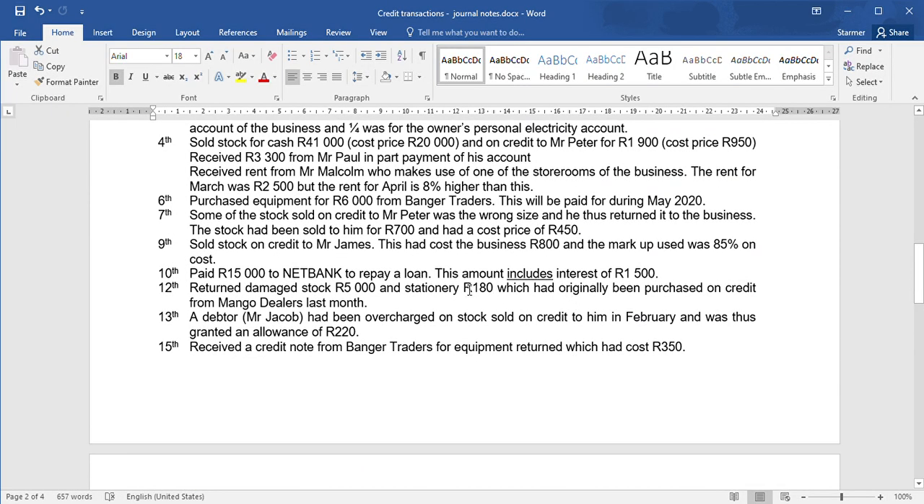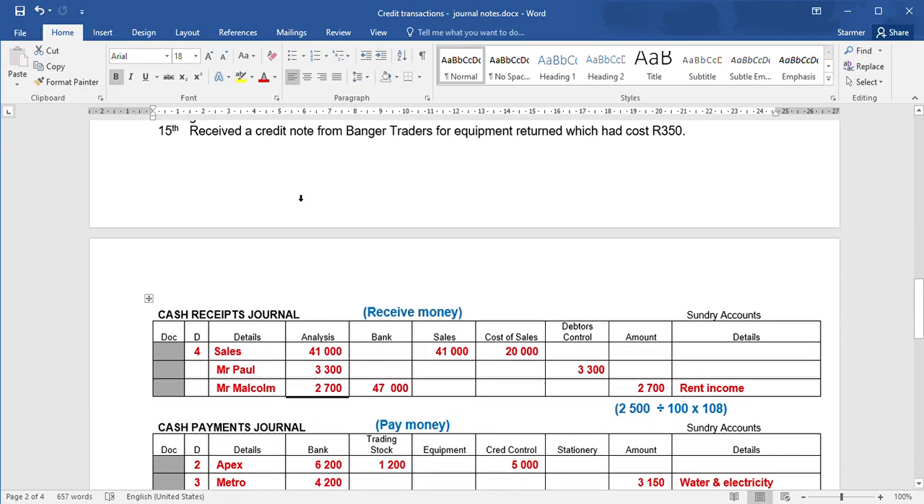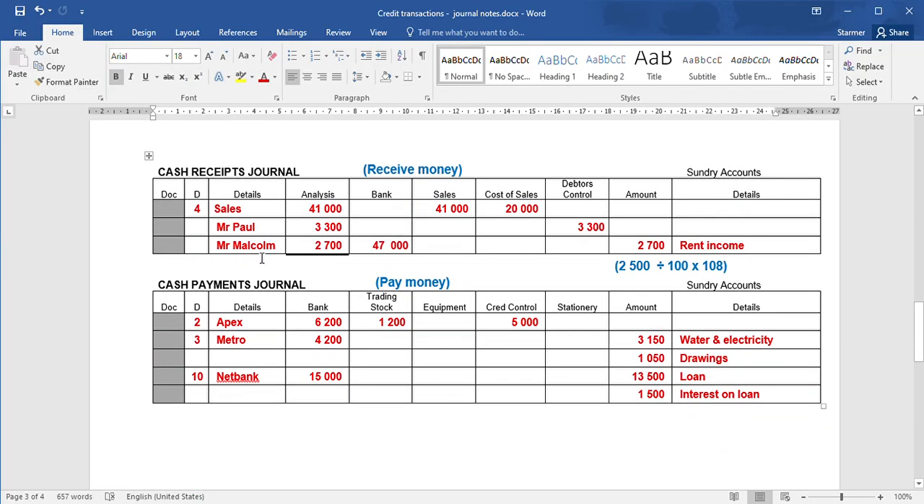And then one more on the 4th, we receive rent from Mr. Malcolm, who makes use of one of the storerooms. The rent for March was 2,500, but the rent for April is 8% higher than this. So to get your amount, you're going to add 8% of this to the 2,500. The cash receipts journal is going to be involved here as well, and that money came in the business.